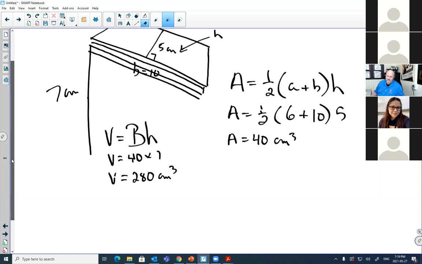Question 3B. Sorry, what? At question 3B on the same page, is 7 the height? 3B. We're on 10.4. 3B. Yes. Yeah, 7's the height. Okay, I just got confused because it's slanted. No, it's slanted, but it doesn't make any difference, right?